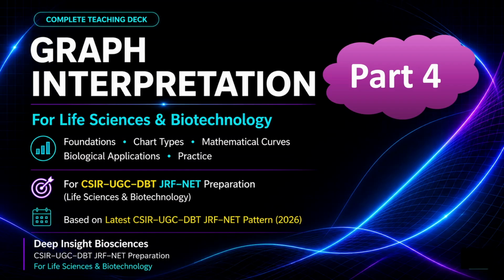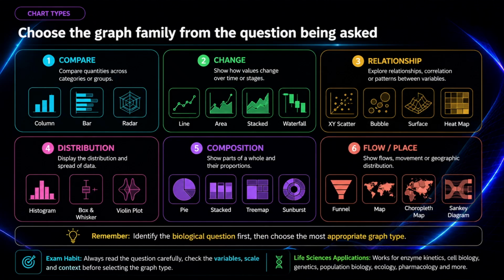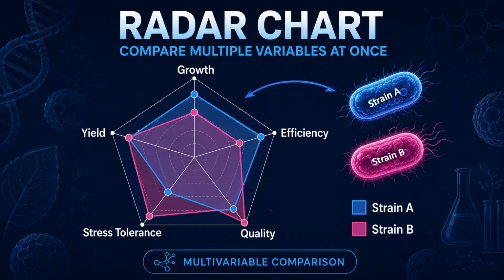This is Graph Interpretation Part 4 for Life Sciences, Biotechnology and CSIR UGC TBT JRF Net Preparation. We have completed column and bar charts in the compare family. Now let's explore the final member of this family, the radar chart. A radar chart helps us compare many variables at the same time. Here we will compare strain A and strain B in growth, efficiency, quality, stress tolerance and yield. Let's explore how it works.